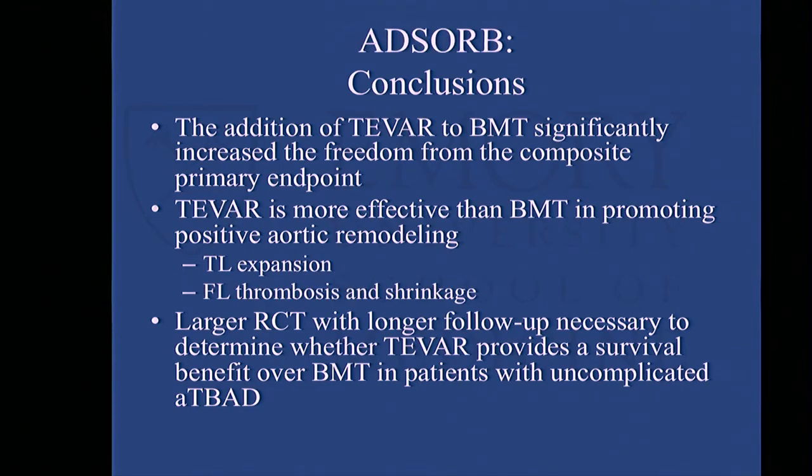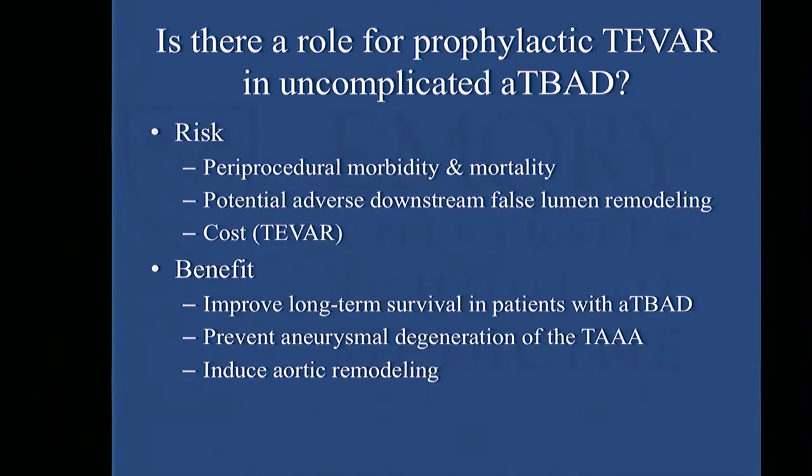This is too small of a trial, and their endpoints are too quick. Again, you're not going to see a benefit when you're looking at the uncomplicated patients between stenting and medical therapy until at least 2 years, as shown in that slide from the MGH study. So, the risk for stenting an uncomplicated B, higher morbidity and mortality around the time of the procedure. In our hands, mainly it was stroke, okay? You do have potential adverse downstream false lumen remodeling, such as the case I told you where I could not shut off antegrade flow and actually created worse of a problem.